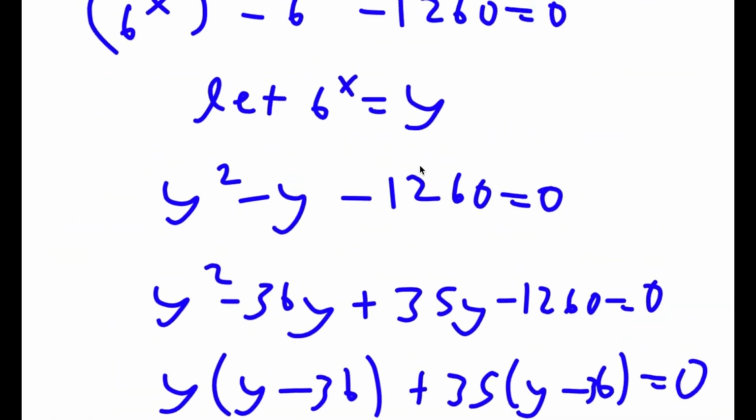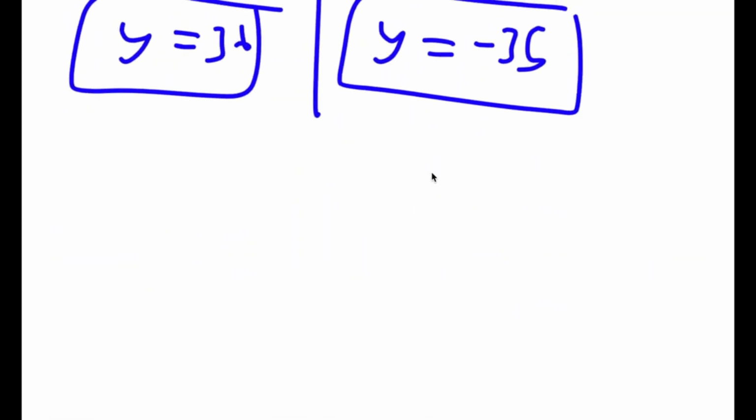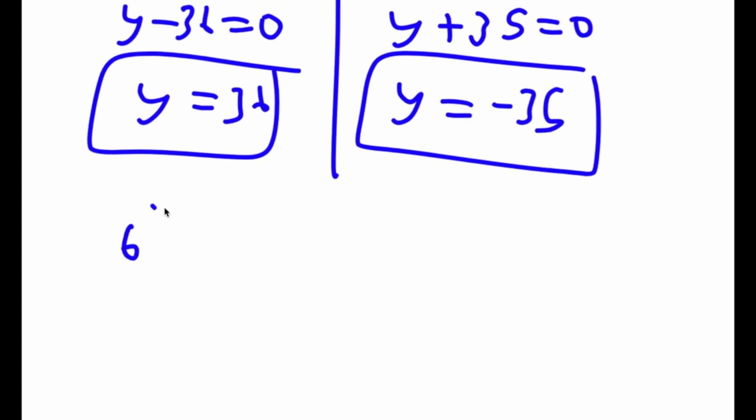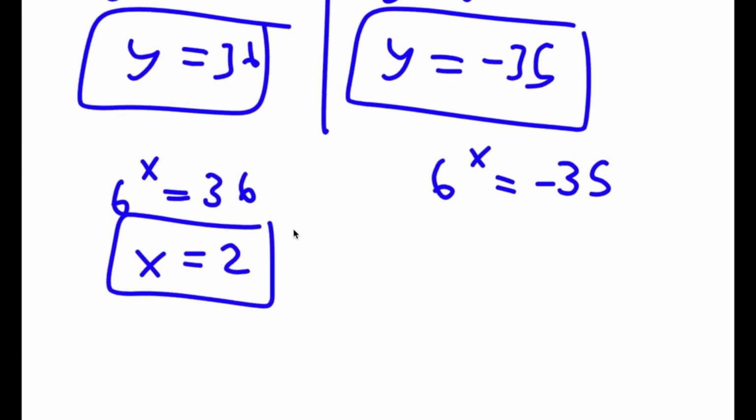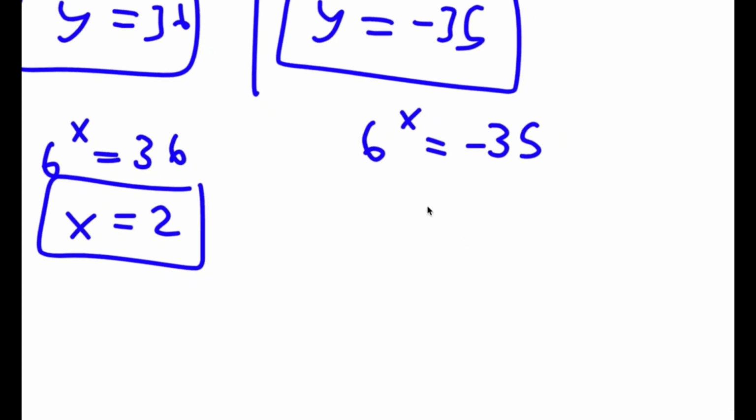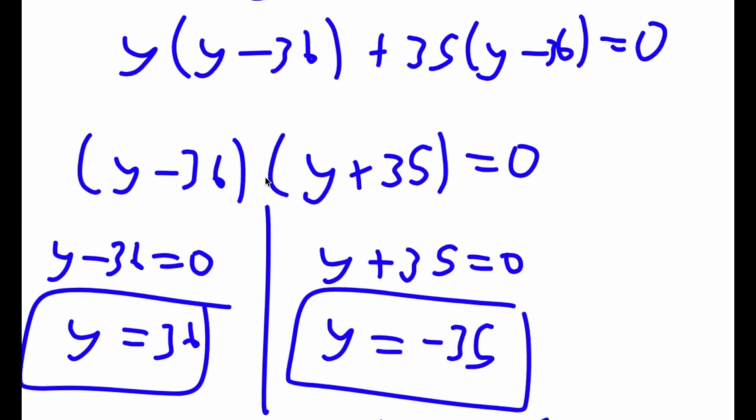Now remember how we let 6 to the power of x equal y. So to start, we have 6 to the power of x is equal to 36, and we also have 6 to the power of x is equal to negative 35. So for 6 to the power of x equals 36, x is obviously equal to 2 because 6 squared is equal to 36. So this is one solution of x. Now 6 to the power of x equals negative 35. This will actually not work because you can't take the power of a positive number and make it negative. So my only solution is x equals 2.